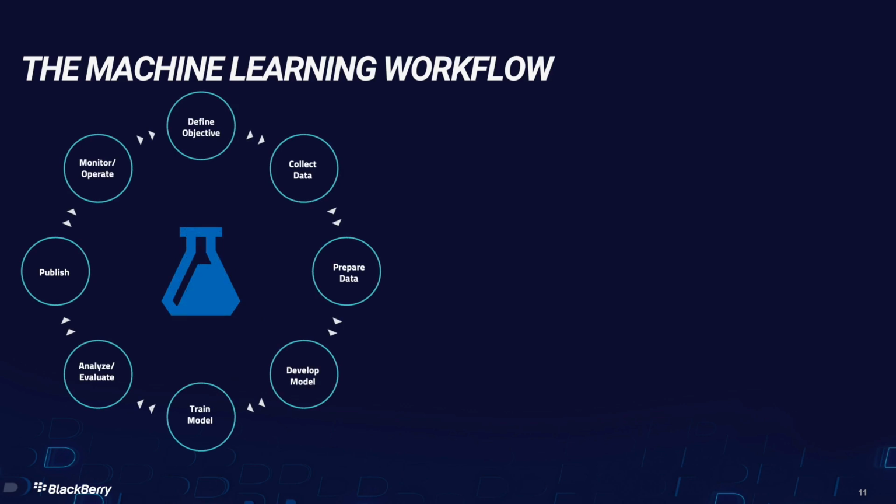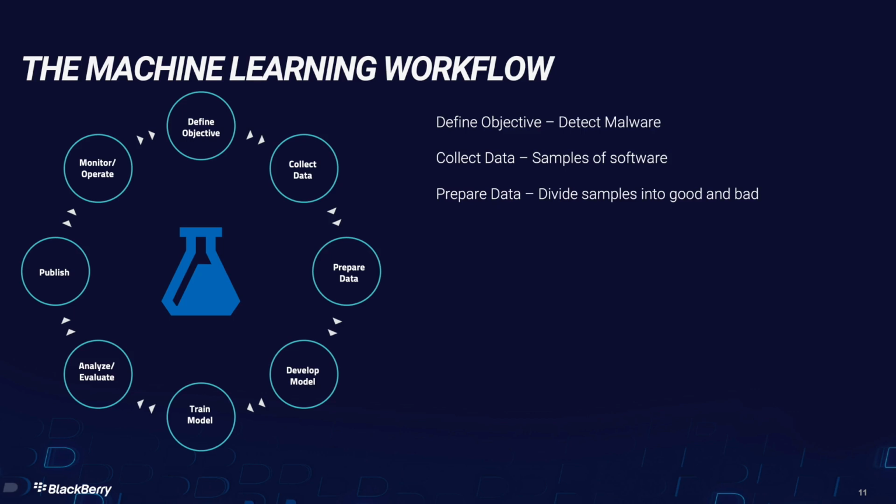Let's take it through a theoretical use case of detecting malware, right? So we can begin by defining the objective of detecting malware. So we begin by collecting data, which is samples of software. We can divide those samples then into a good and a bad category. We can extract all of the features that we want, and that basically is what makes a file good or bad. We let the model run through the data and categorize.